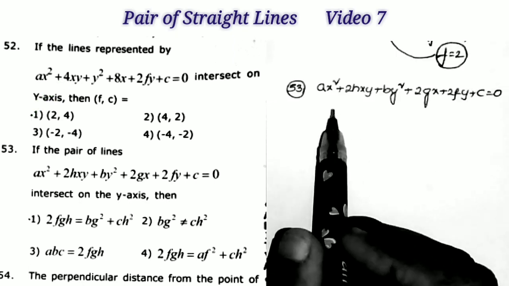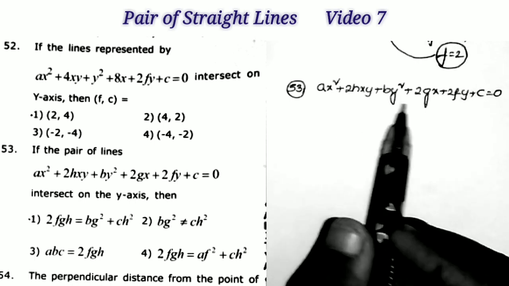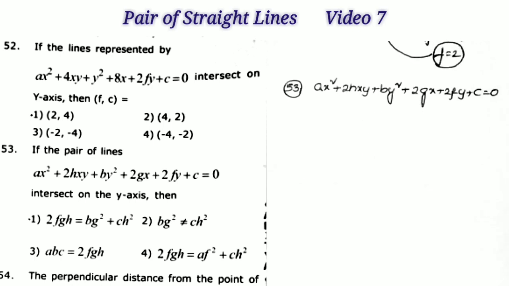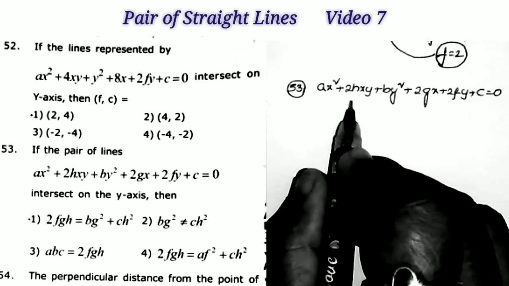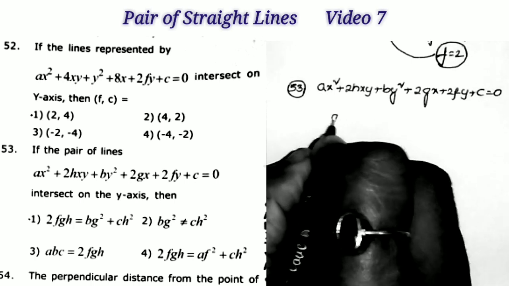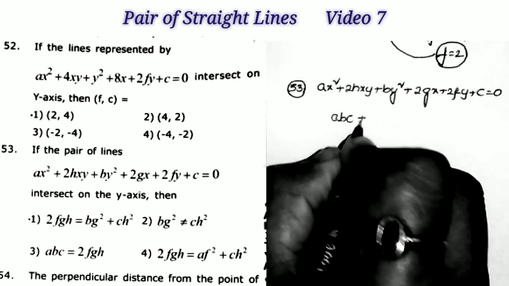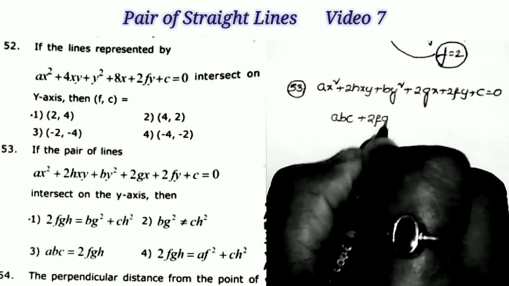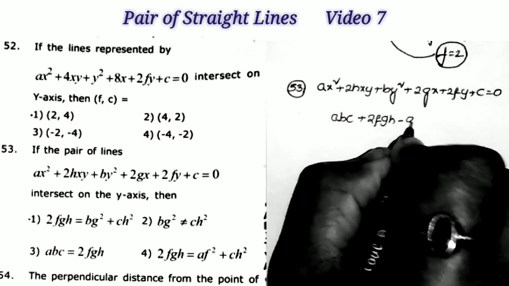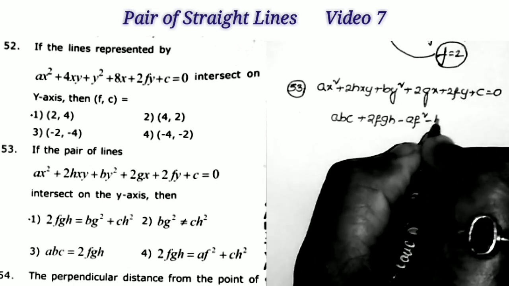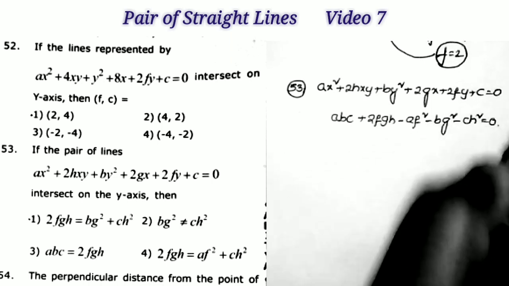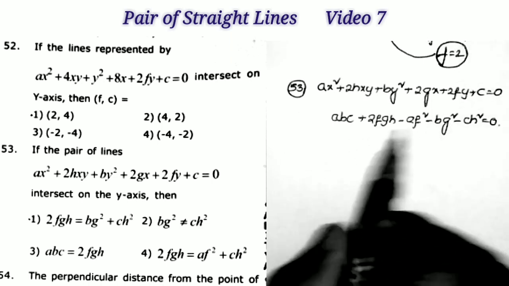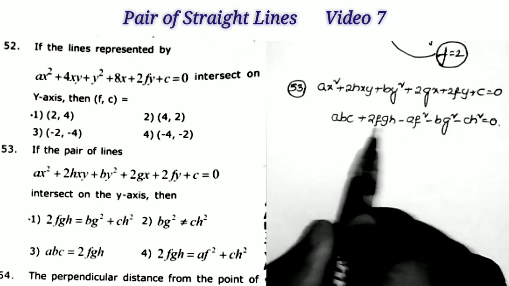If the pair of lines ax square plus 2hxy plus by square plus 2gx plus 2fy plus c is equal to 0 intersect on the y-axis, then what is the condition? So intersect on the y-axis. Given that the equation represents the pair of lines. Now what is the condition for this equation to represent a pair of straight lines? abc plus 2fgh minus af square minus bg square minus ch square is equal to 0. This is the condition for the equation to represent a pair of straight lines.